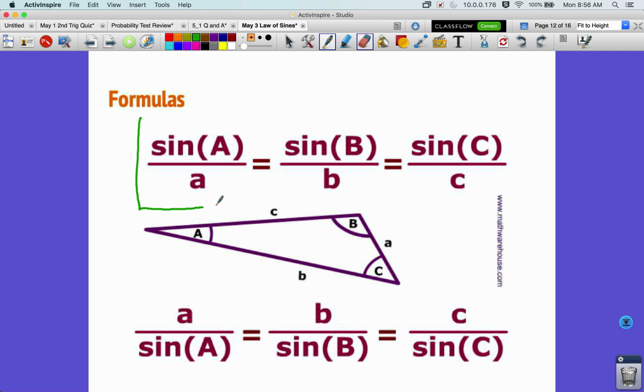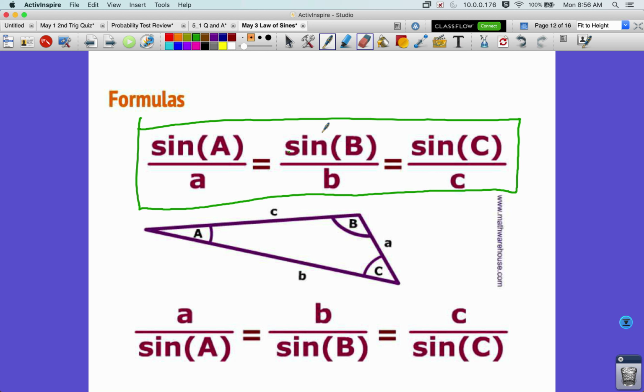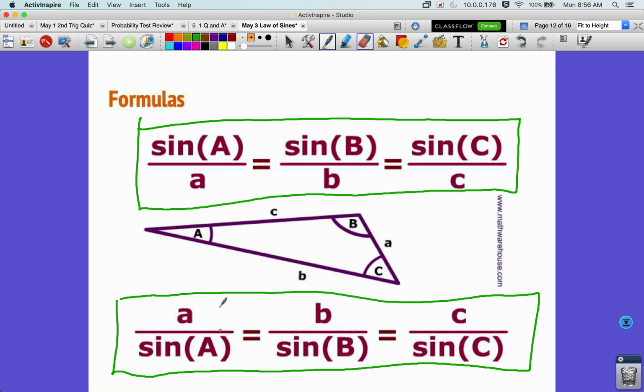And these are super easy to remember because you just keep the same variable. Sine of A over A equals sine of B over B equals sine of C over C. And you just pick 2 out of here that you need. You don't have to set up the entire equivalent statement. Like if I've got side length A and angle A and side length B, then I can solve for angle B.